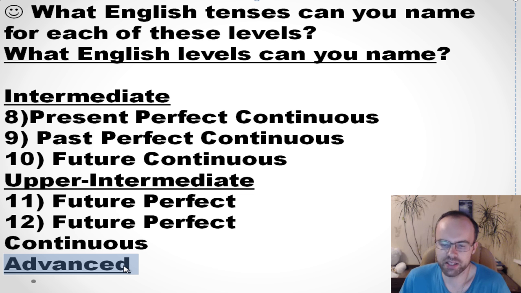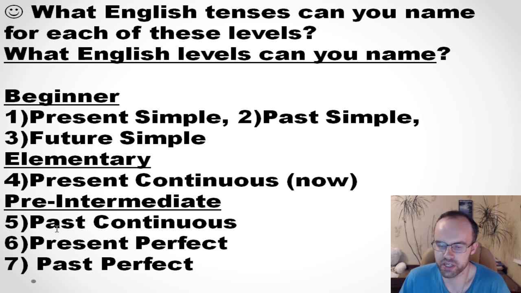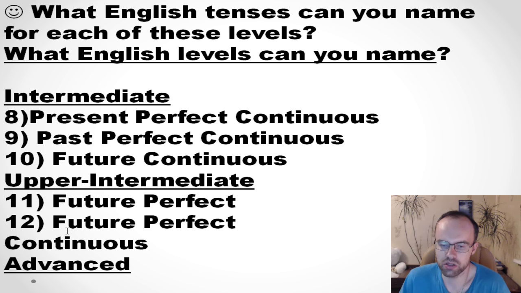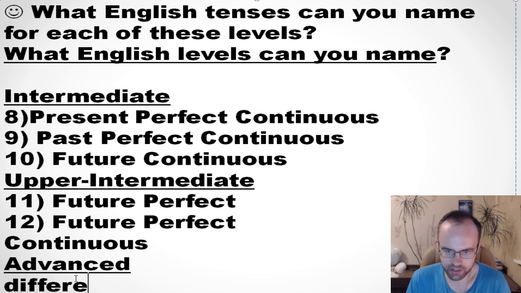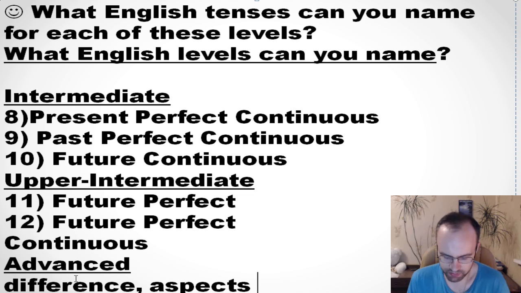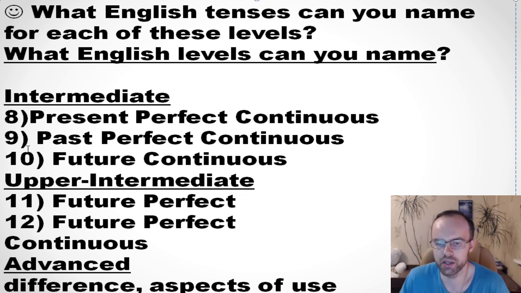So if you want to have an advanced level, you need to know more advanced structures, and you mostly need to understand the difference between these tenses. But if we look at the rules of the formation of these tenses, you need to know them before an advanced level. At an advanced level, it's mostly the difference and some aspects of use. Okay, so it's the most important thing.